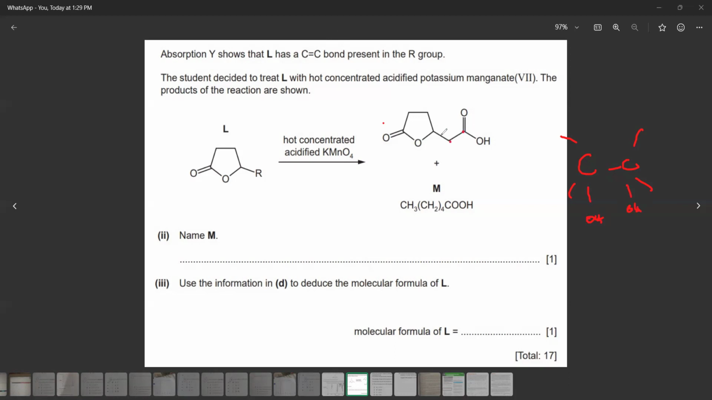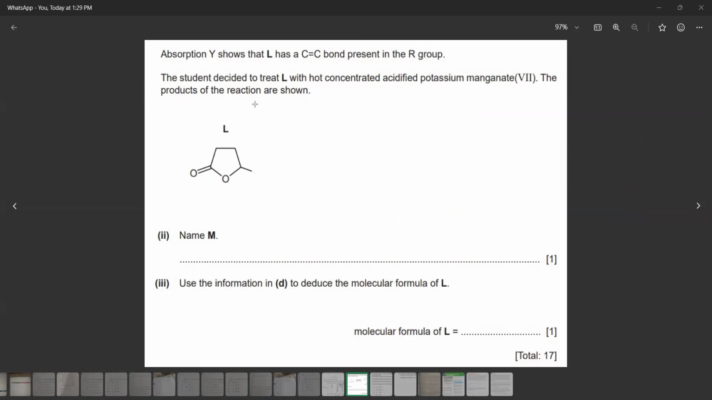So this is 1, 2, 3, 4, 5. And this is a cyclic compound. How will L turn into a diol? First I will draw the structure of L. I just have to place the double bond, break the double bond and place OH.